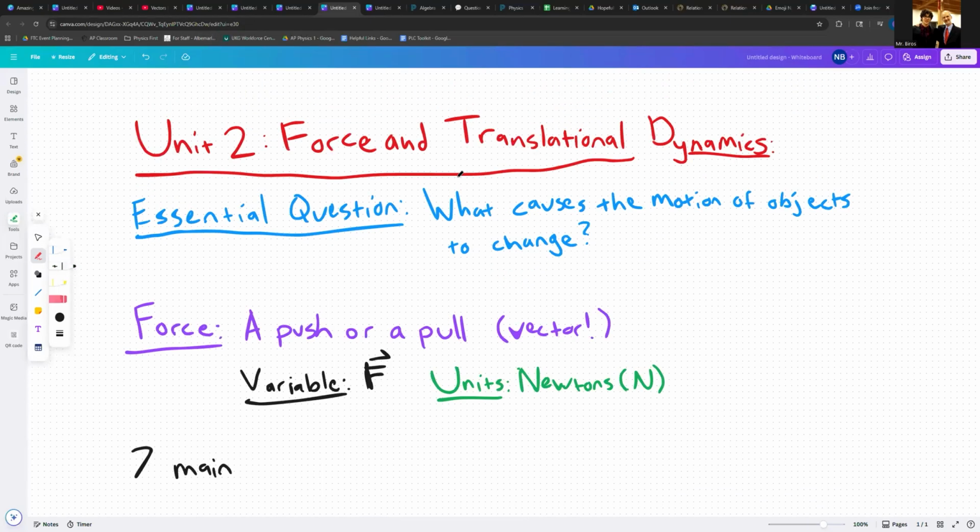I guess I didn't specify right. Translational dynamics is motion connected to force, because something that's dynamic is in motion and changing, right? Experiencing changes. Translational dynamics is the study of how things change as they move in translational motion. That just means up, down, left, right. So translational is going up and down, going left and right, all the kinds of motion we've seen. Dynamics is how the motion of objects changes due to forces.